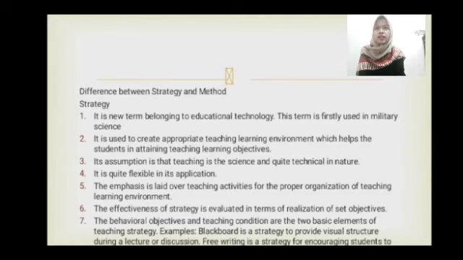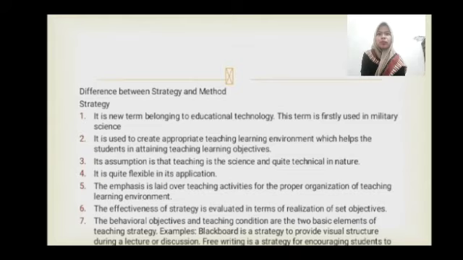And then the third is its assumption is that teaching is a science, of quite technical nature. Number four, it is quite flexible in its application. Number five, the emphasis is laid over teaching activities for the proper organization of the teaching learning environment. Number six, the effectiveness of strategy is evaluated in terms of realization of set objectives. And the last is behavioral. The objective and teaching condition are two basic elements of teaching strategy.